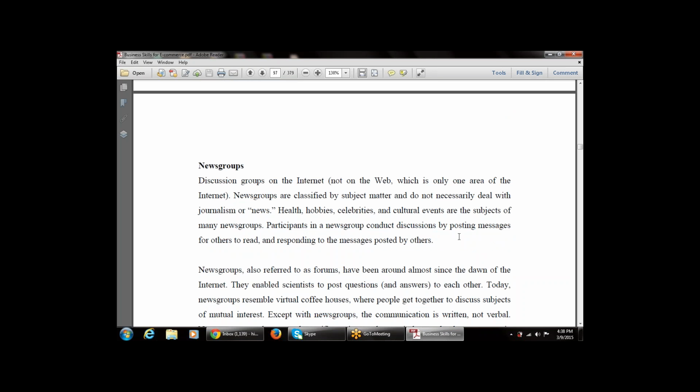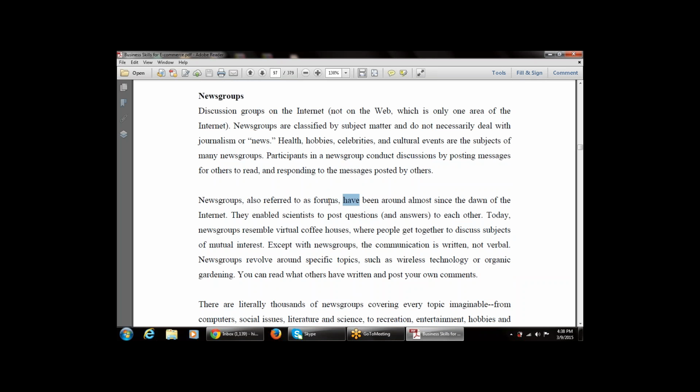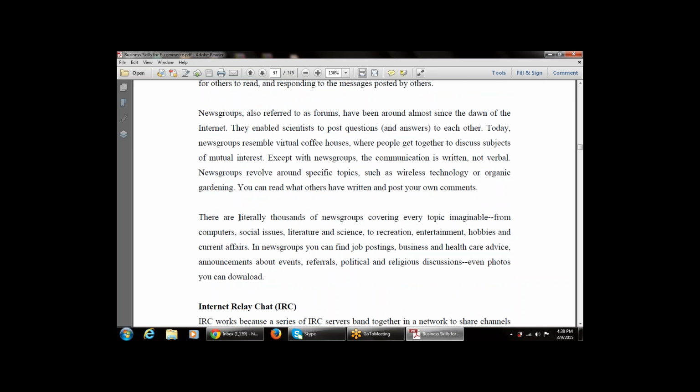Participants of the newsgroup also conduct discussions by posting messages for others to read, and also respond to the messages posted by others. That is, the newsgroup participants share their views, take others' views, and give their views on other messages. Newsgroups, whose other name is forums, have existed almost since the dawn of the internet.